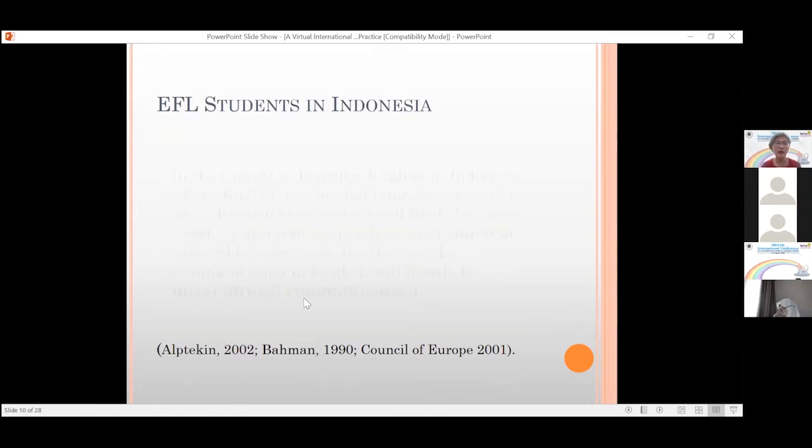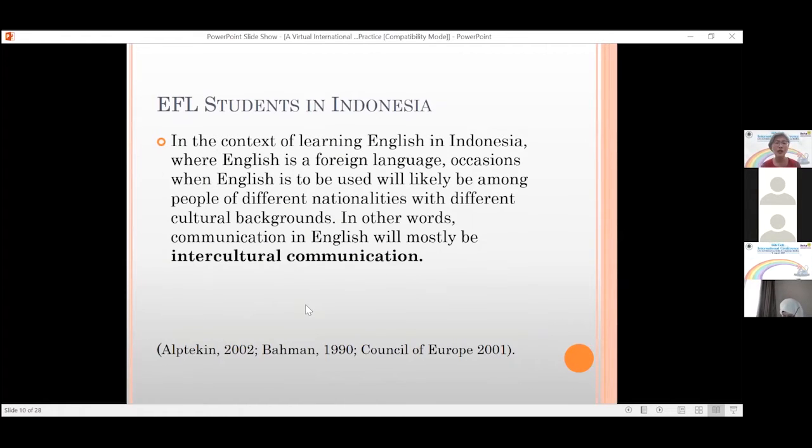In the context of learning English in Indonesia, where English is a foreign language, occasions when English is to be used will likely be among people of different nationalities with different cultural backgrounds. In other words, communication in English for Indonesian EFL learners or for Indonesian people will mostly be intercultural communication. So we see how important it is for our EFL students in Indonesia.